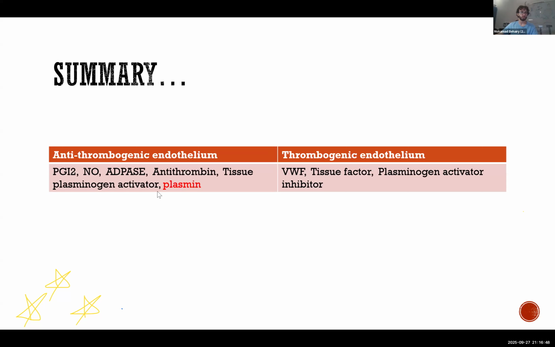They want to end the coagulation. Antithrombin is literally anti-thrombin. Nitric oxide or prostacyclin, we agreed they're important. They inhibit platelets. Tissue plasminogen activator is what activates plasmin anyway. So they make sense.